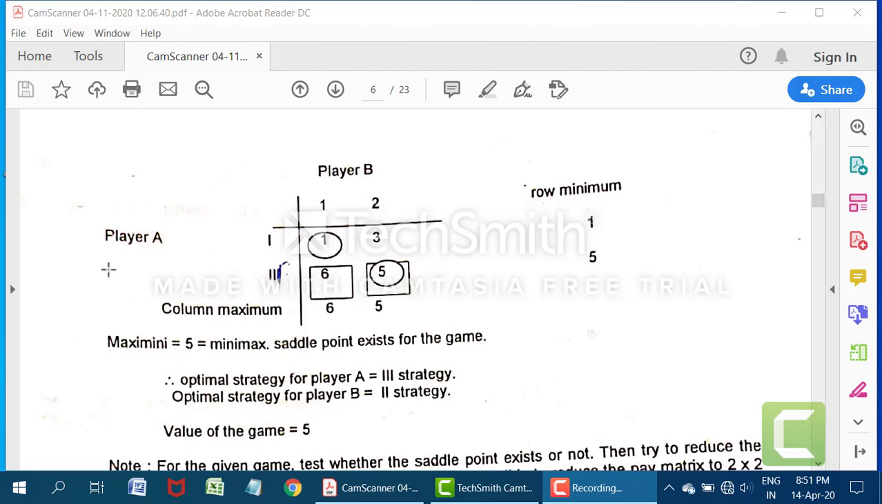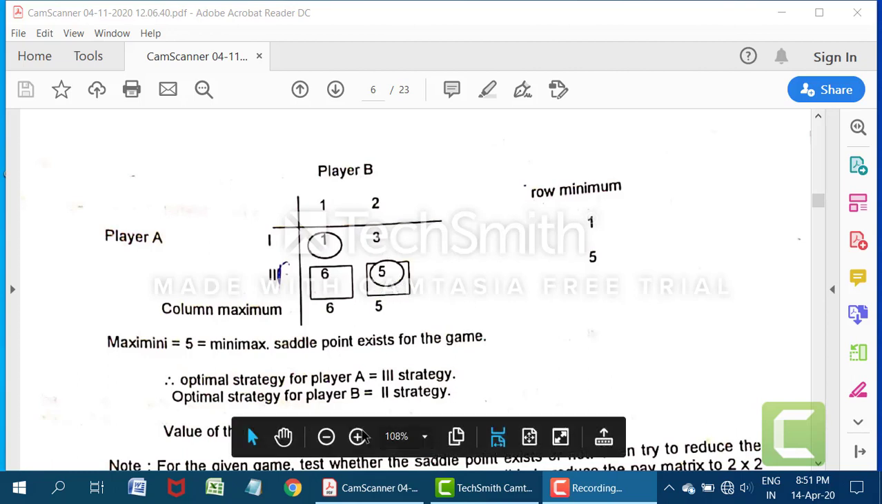No confusion. He will never choose other strategies apart from third. He will never choose other strategies apart from second. Each has one best pure strategy, the second strategy for player B. Value of the game is equal to 5. This is how a saddle point is found by applying the minimax maximin criterion.